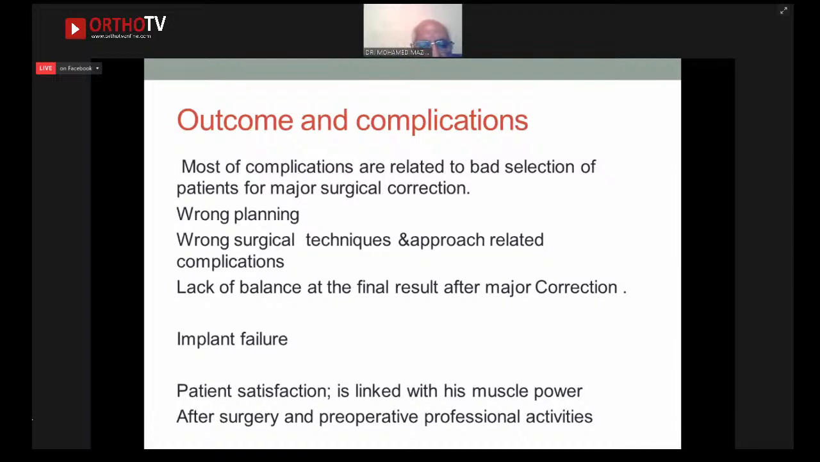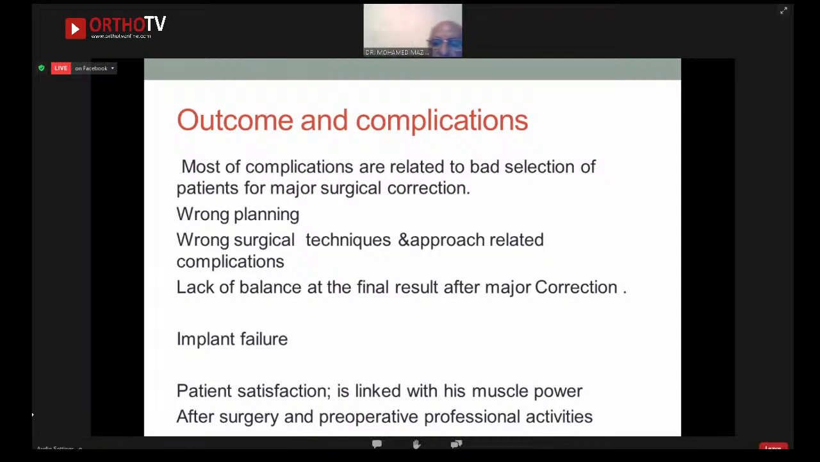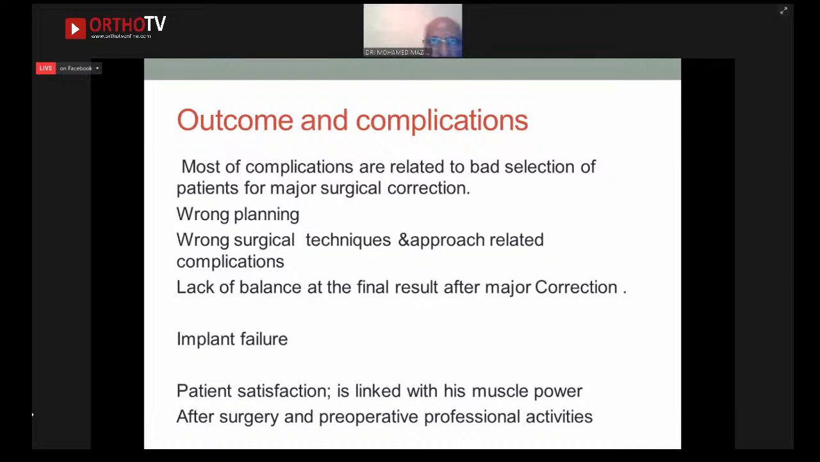After surgery, and for professional activity, patient satisfaction is linked with his muscle power. If you get a very old man with bad muscle in his back and his hip, I think he is not the candidate for this fixation, because the result of your fusion ends up with weak muscle and the patient cannot move. You have to select the patient; you have to have a good quality patient for this operation.